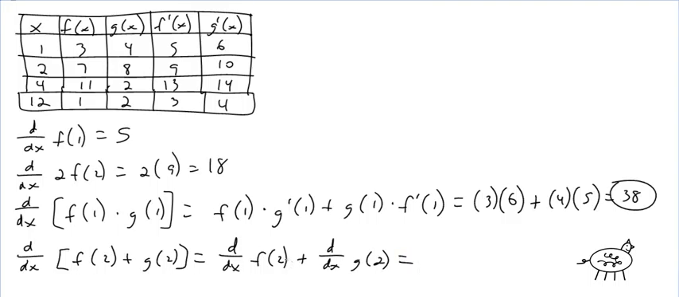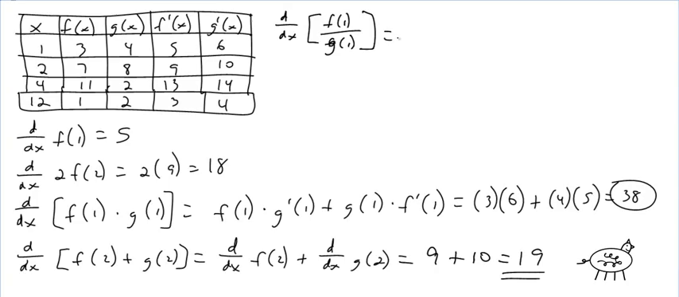Just plug it in. So the derivative at 2 of f is 9, and the derivative of g at 2 is 10. So my answer is 19. Okay, really pretty easy. All right, I got a couple more here. I'm going to put it up on top here. d by dx of f of 1 over g of 1.